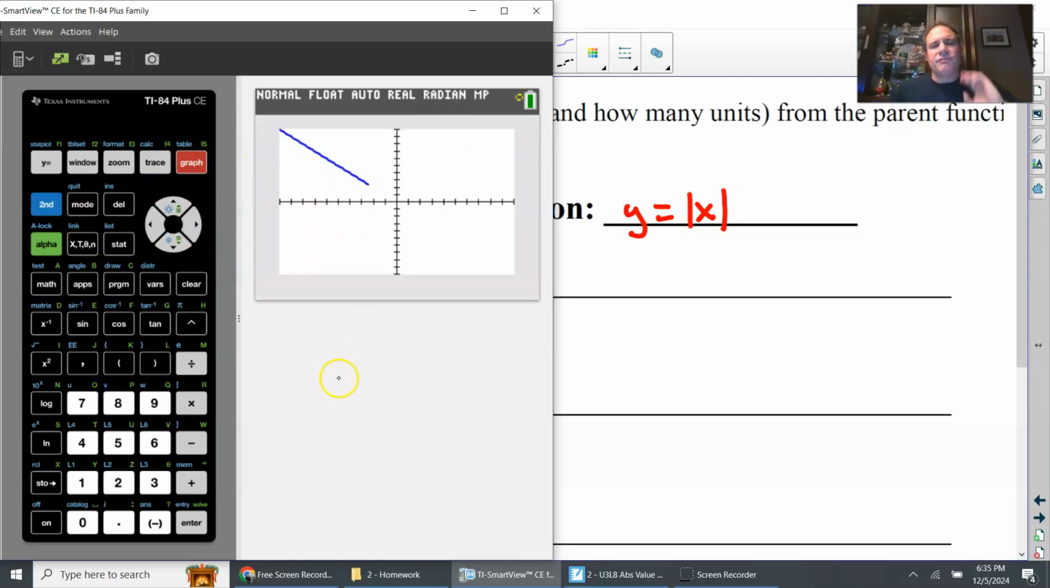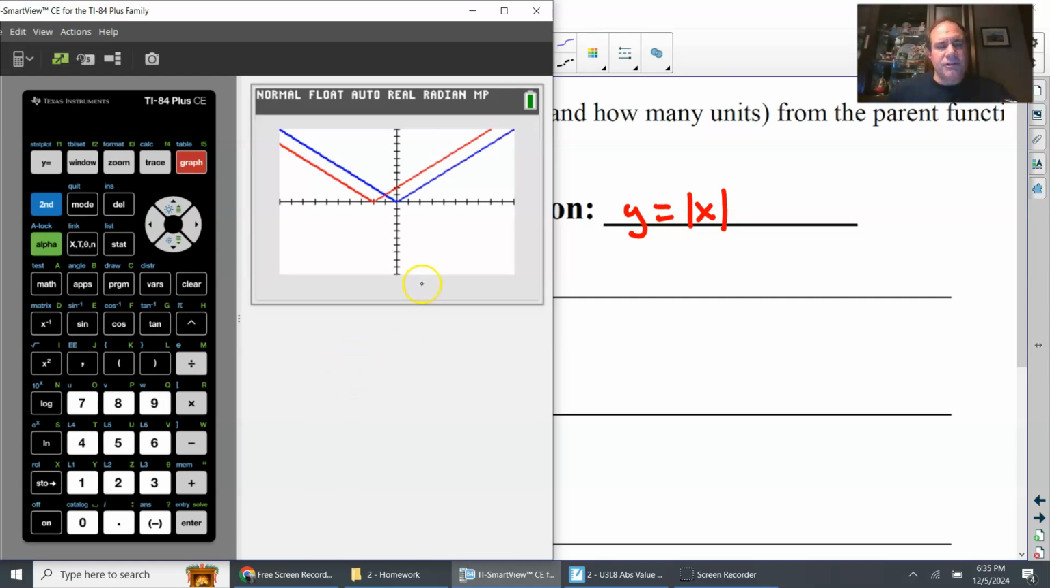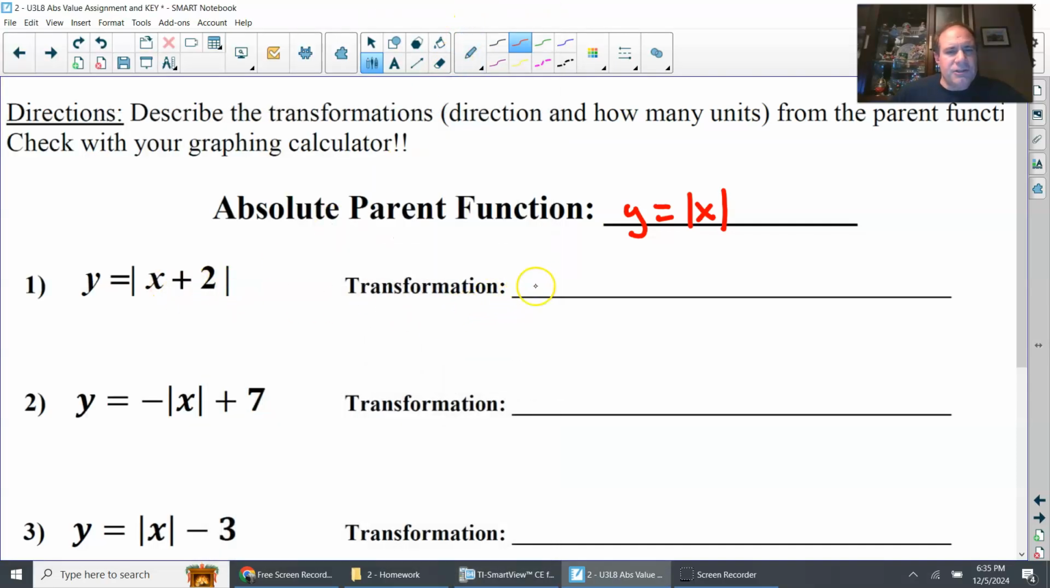So when I press graph, you could see the parent function versus the other function that I just graphed. So this is moving to the left from the parent function. It moves to the left too. So the transformation moves to the left 2. And you could say units.